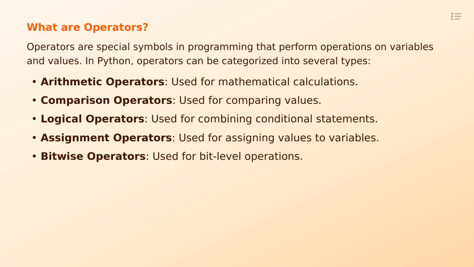Now we're on what are operators. Operators are special symbols in programming that perform operations on variables and values. In Python, operators can be categorized into several types. First, arithmetic operators, used for mathematical calculations.